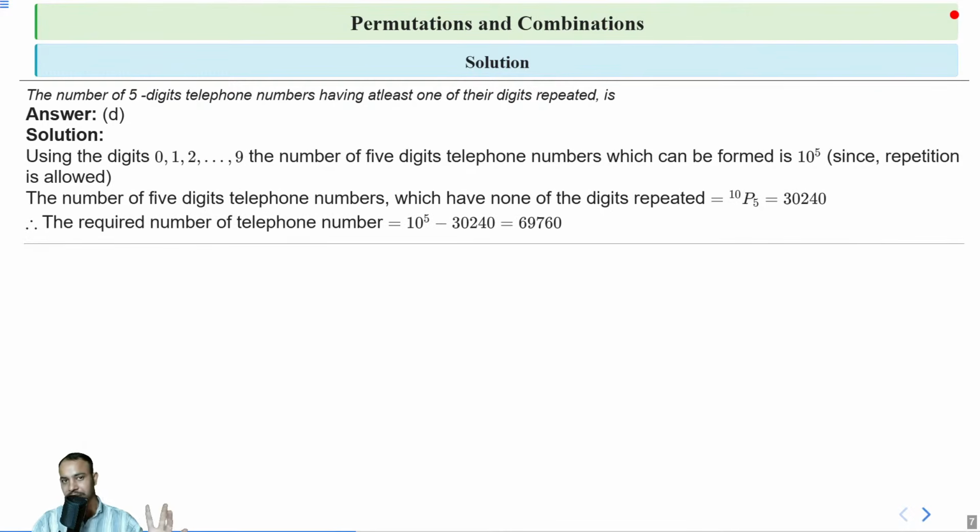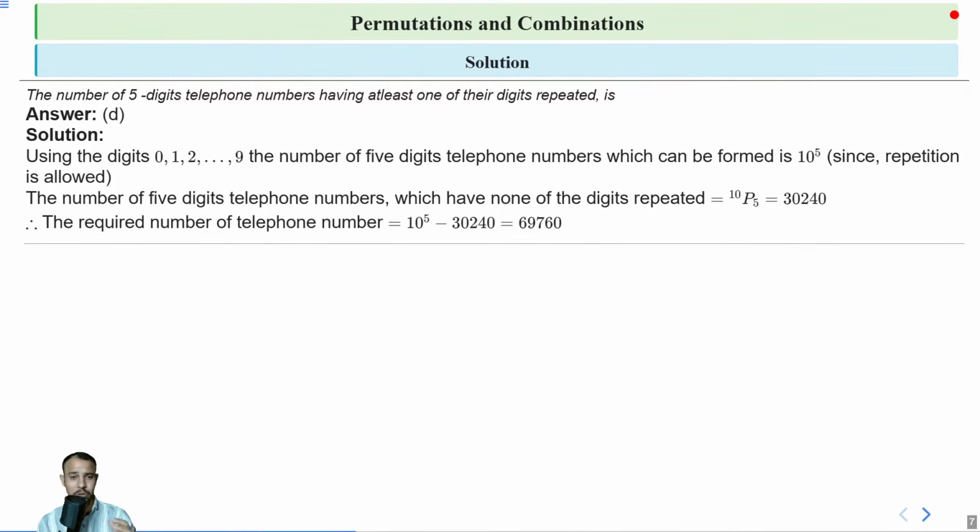And what now we have to find? We have to find the number of 5 digit telephone numbers having at least one of the digits repeated. So basically we have to subtract the number of 5 digit telephone numbers which have none of the digits repeated from the number of 5 digit telephone numbers which can be formed using the digits 0, 1, 2, 3 up to 9. That is 10 to the 5.